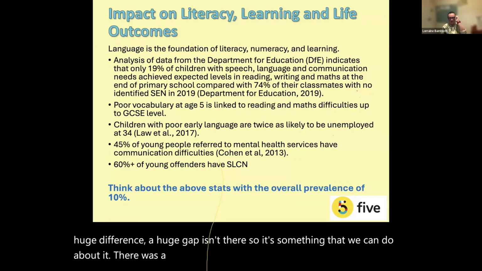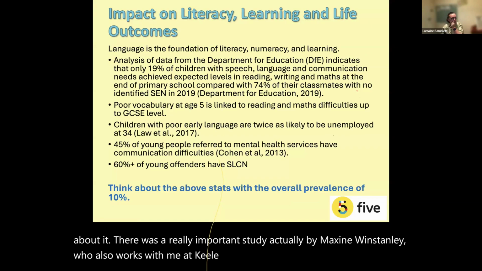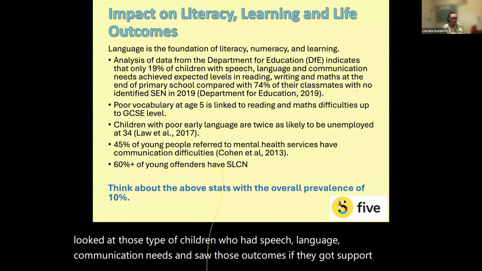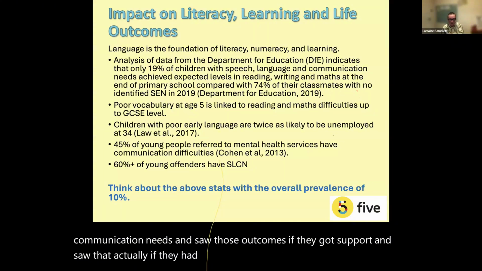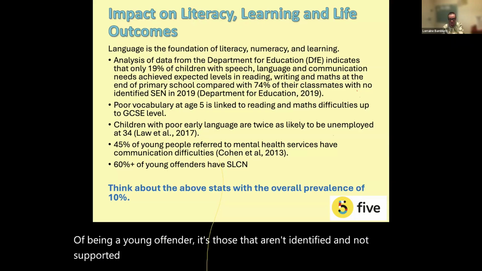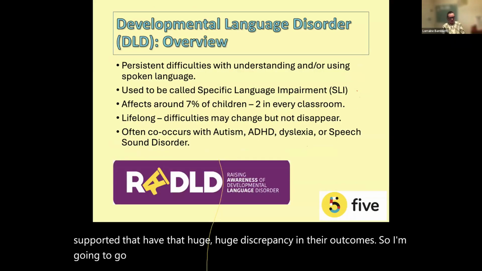There was a really important study by Maxine Winstanley, who also works with me at Keele, who's absolutely incredible. She looked at children who had speech language communication needs and saw the outcomes if they got support. If they had support from a young age, there was no greater risk of being a young offender. It's those that aren't identified and not supported that have that huge discrepancy in their outcomes.